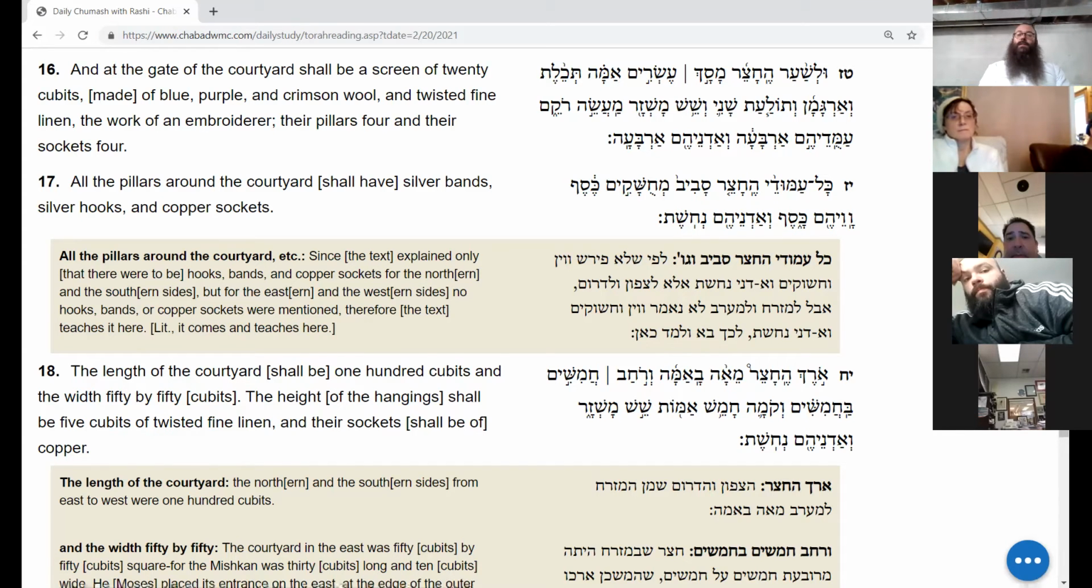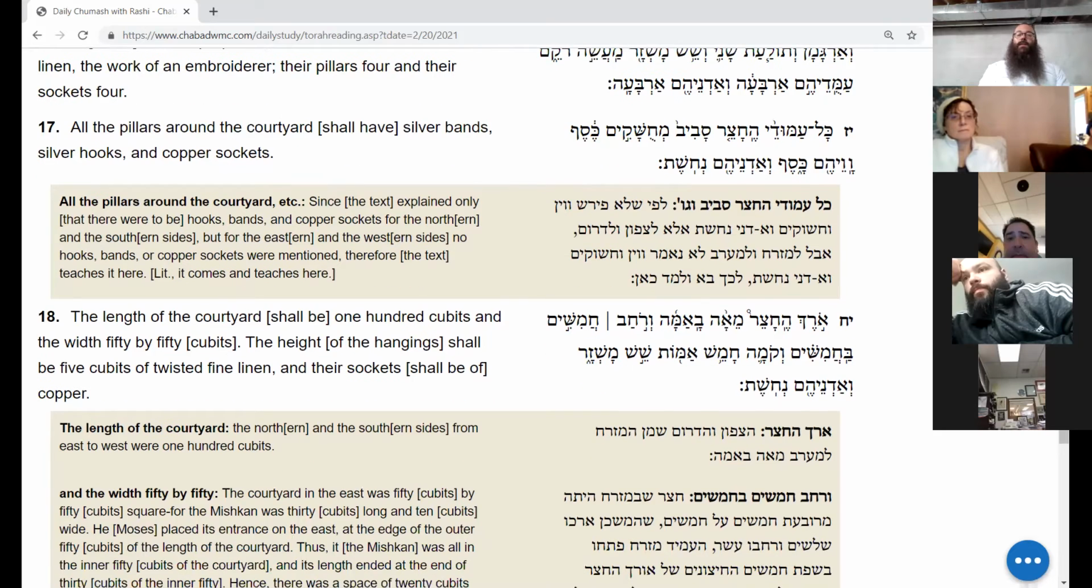Continuing right along, verse 17. All the pillars that are around everything should have that silver band. There should be a common design on all the pillars of a silver band. And there should be silver hooks. And everything had copper bases, because we didn't mention by the curtains that they were using copper bases. That is a design. Everything around the whole courtyard, copper bases, copper.